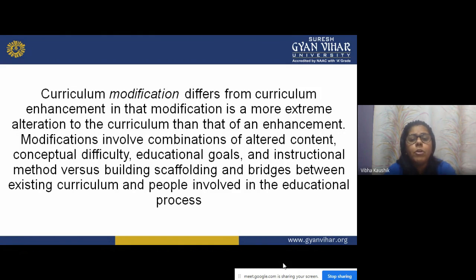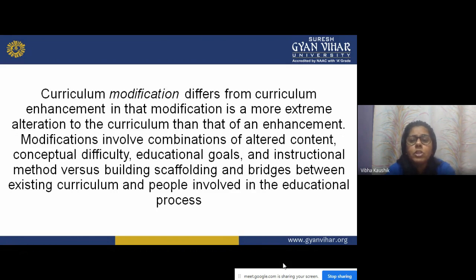Now, curriculum modification differs from curriculum enhancement. We are saying that curriculum modification is a different concept, and curriculum enhancement is a different concept. How does curriculum modification differ from curriculum enhancement?